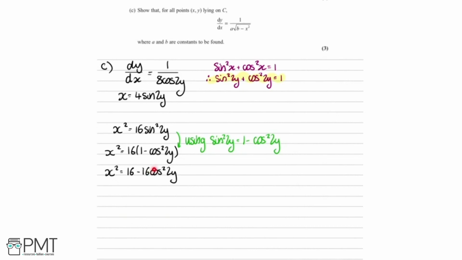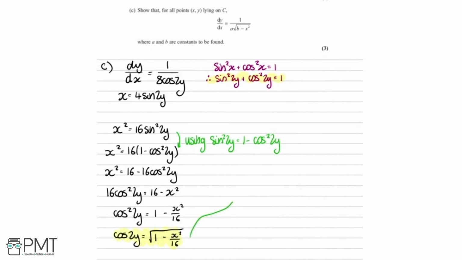What I'm now going to do is try and make cos squared 2y the subject. So I'm going to add 16 cos squared 2y to both sides and take away the x squared. So we get 16 cos squared 2y equals 16 minus x squared. If I just divide by the 16, we'll get 1 minus x squared over 16. And if I square root both sides, I'm going to get that cos 2y equals the square root of 1 minus x squared over 16. It's fantastic because we've now got an expression for cos 2y. So we're going to go up here and we can use that.